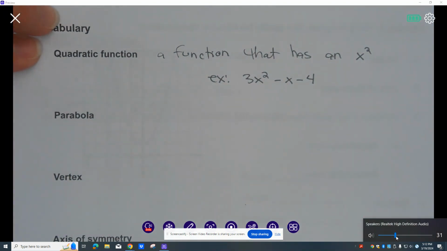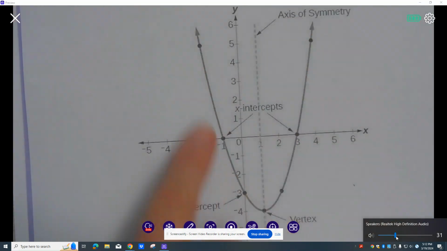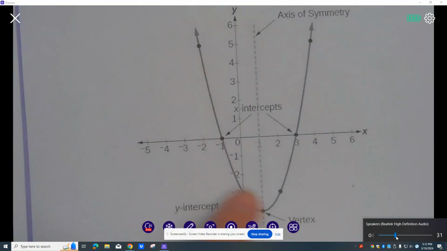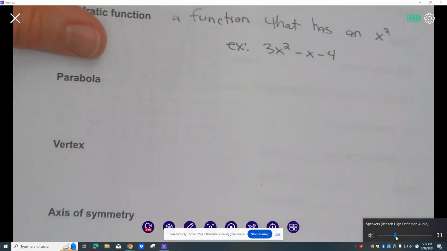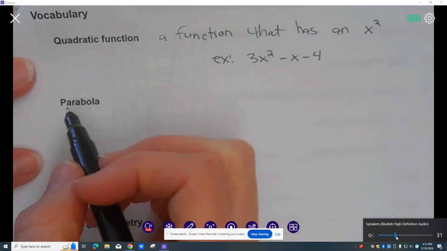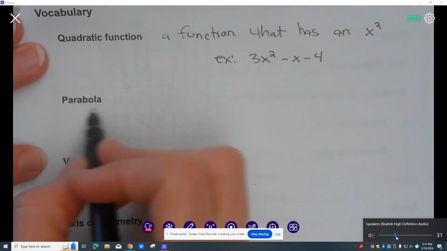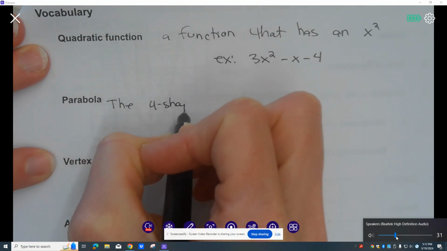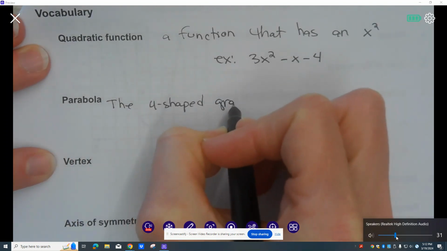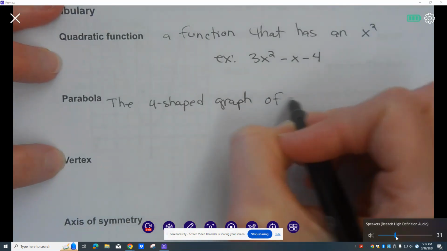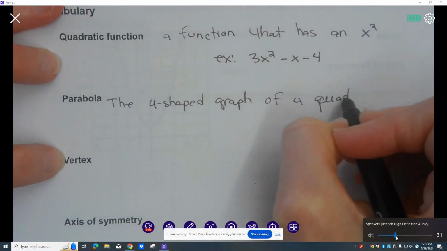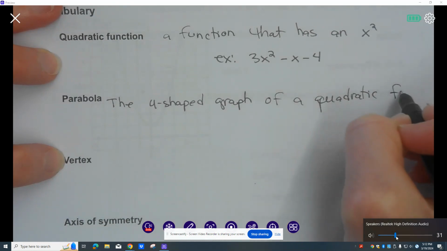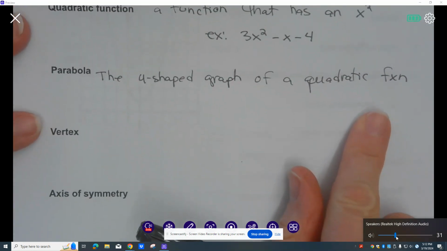When you graph a function with an x squared, I'm going to flip back here for a minute just to show you, it's going to have this U-shape, either upward facing, which I call a smiley, or it could be downward facing. That graph of a quadratic function we call a parabola. So a parabola is the U-shaped graph of a quadratic function. This is how I like to abbreviate function, fxn.